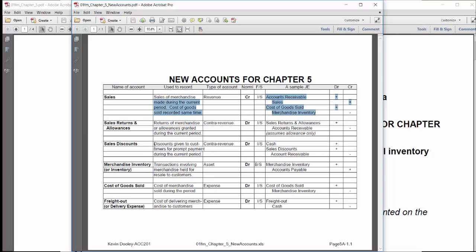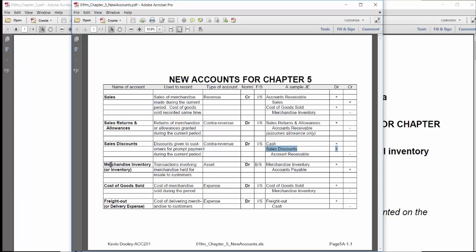Sales discounts, those are given to customers when they pay us within a special discount period that we've set up. And it's also a contra revenue account with a debit balance, shows up in the income statement, and you'll see it at the point where you actually collect the cash from the customer. Because they get this sales discount, the sales discount reduces the amount of cash you actually collect from the customer on their account receivable because it's a discount.